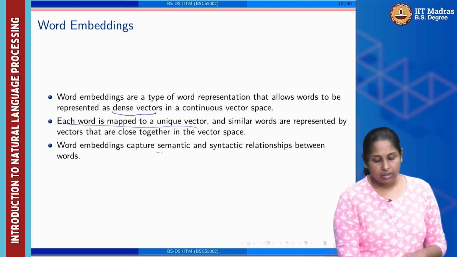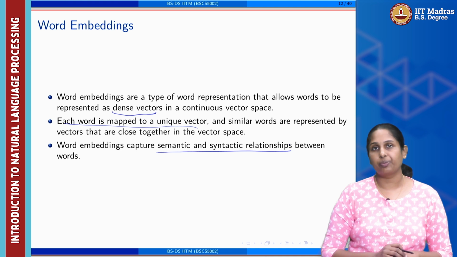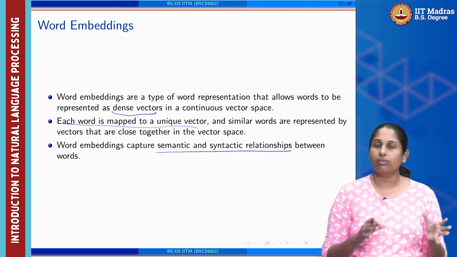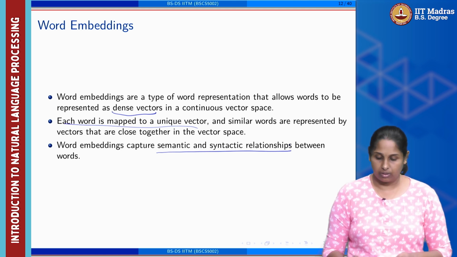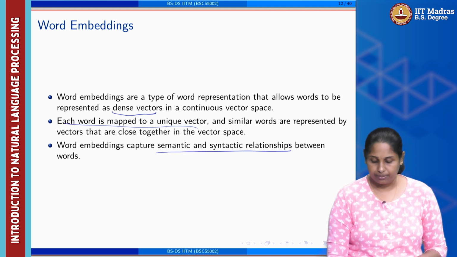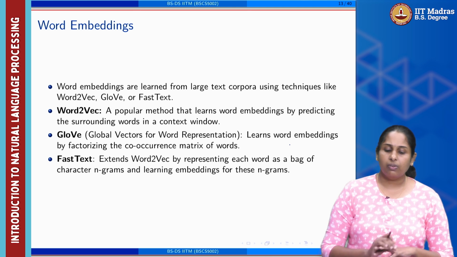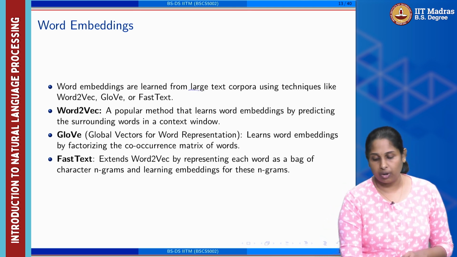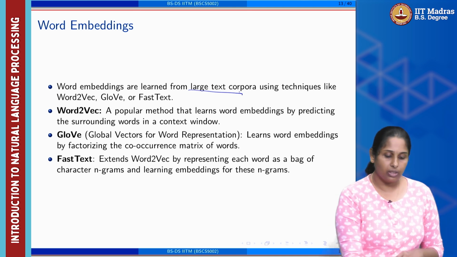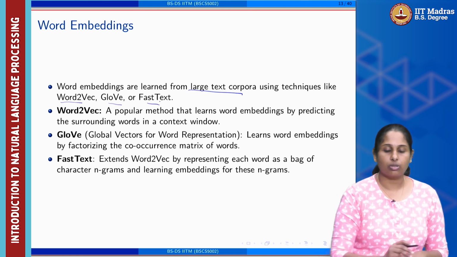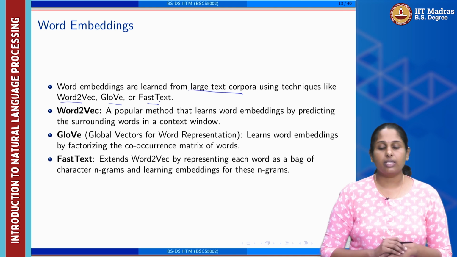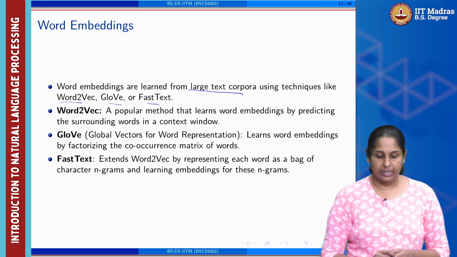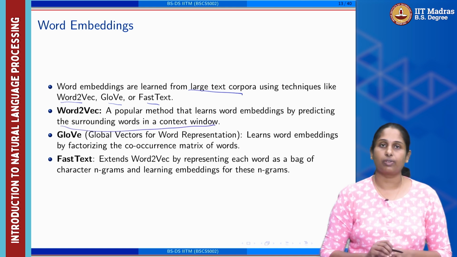And word embedding captures semantic and syntactic relationships between words, because it's all dense vectors. It's able to identify what words come along with that particular word. The surroundings of the words are being identified. Now word embeddings are mostly learned from large text corpora using techniques like word2vec, GloVe or FastText. Word2vec is a popular method that learns the word embeddings by predicting the surrounding words in a context window.